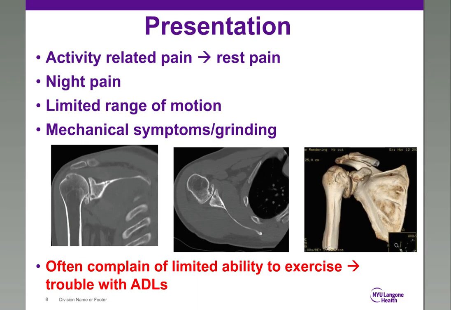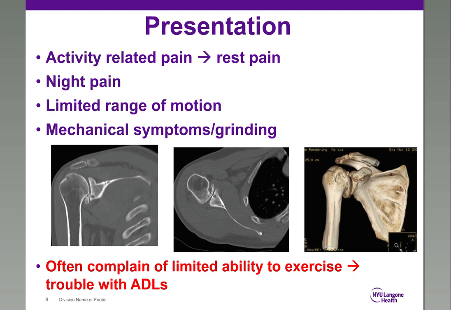So we know that glenohumeral arthritis in the young active patient is present and can be relatively common. And when they come to our office, they typically come with a chief complaint of activity-related pain. And over time, and as things progress, it can develop into and progress to rest pain. Almost universally, patients report symptoms at night with symptoms that can even wake them from a sound sleep.